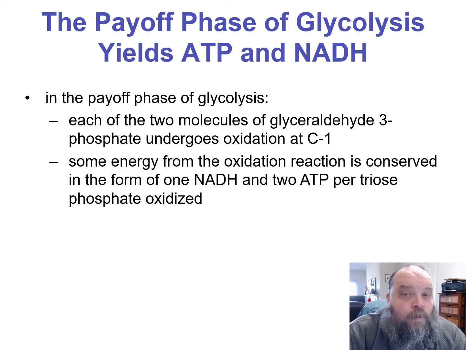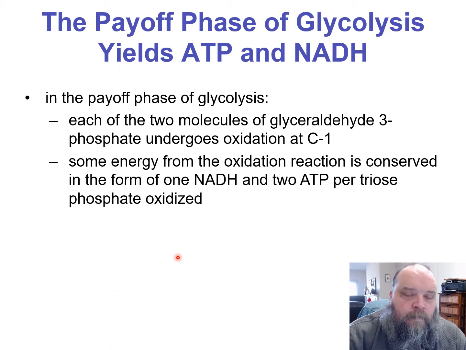Chapter 14, Section 1, Part 2. In Part 1, we talked about what's happening in glycolysis as an overview, and then we looked at the actual enzymatic reactions. How are the electron bonds being rearranged in each of the reactions of the preliminary or investment phase of glycolysis? Here in Part 2, we're going to be looking at the payoff.